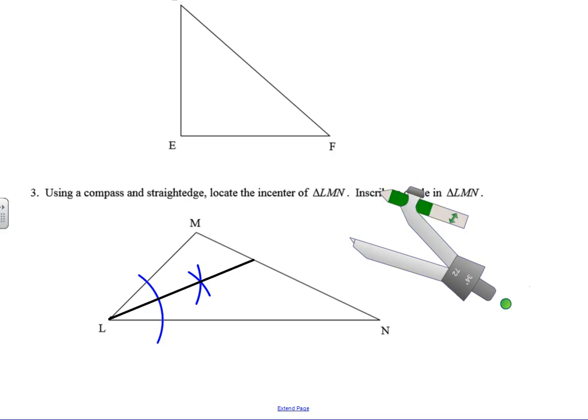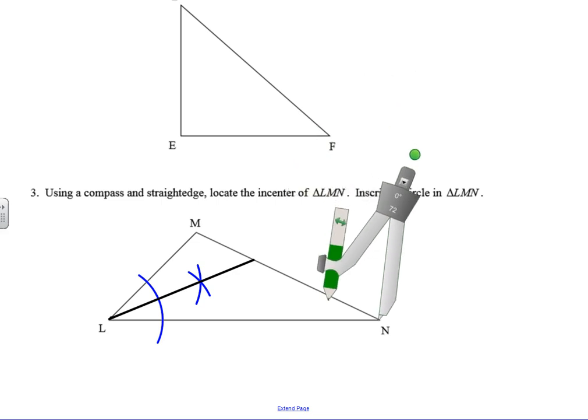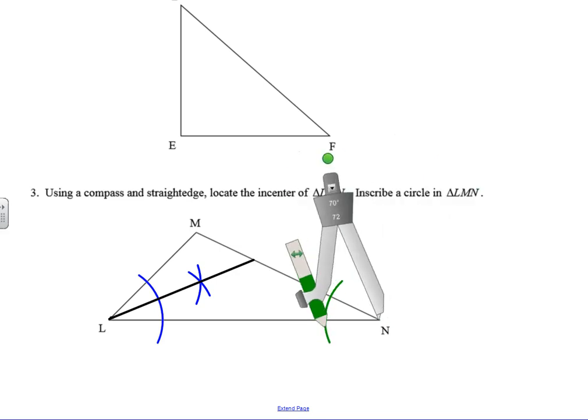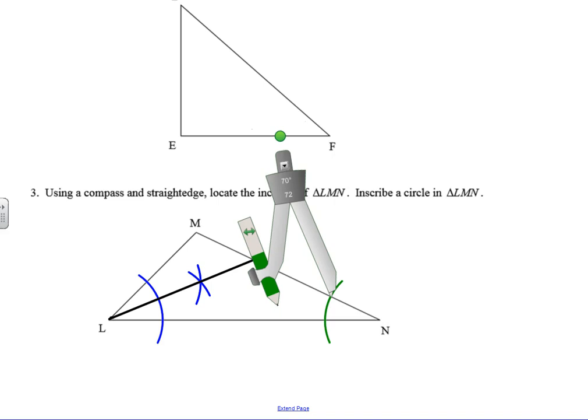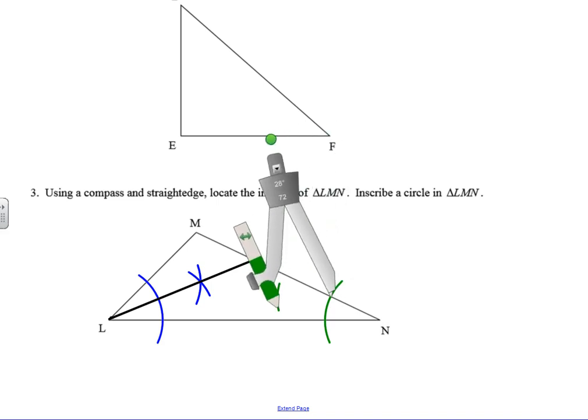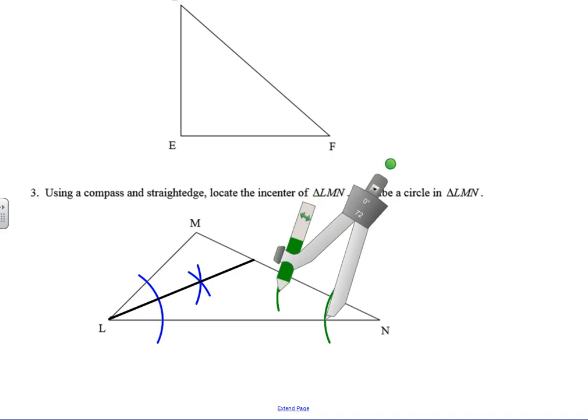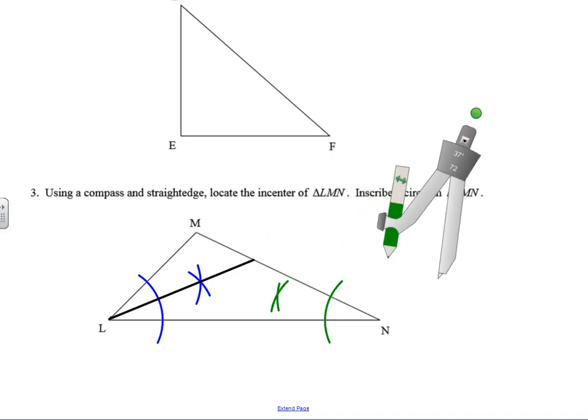Now we come over to our other side and probably can use the same compass setting. Don't have to, but there's no need to change this here. So let's move it down. Okay, and we've got the angle bisector now of angle N. And again, I'm just being aware that I've got kind of thick pencil lines, and that's going to create a level of inaccuracy for me. So this is the in-center.